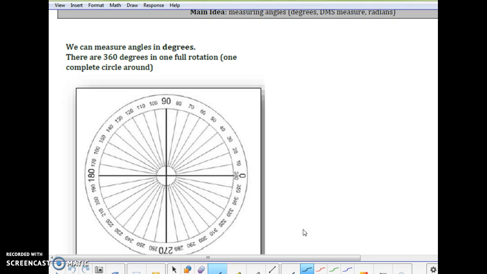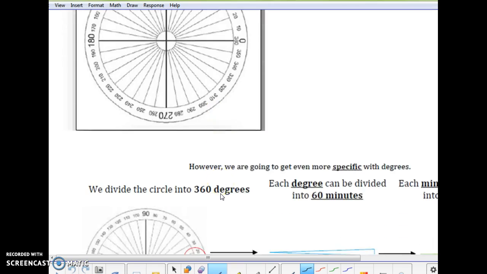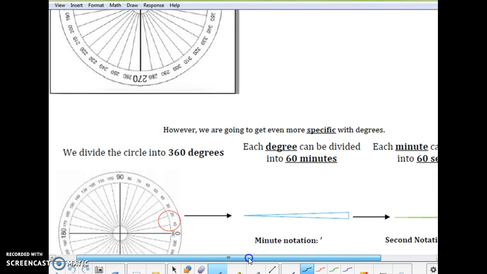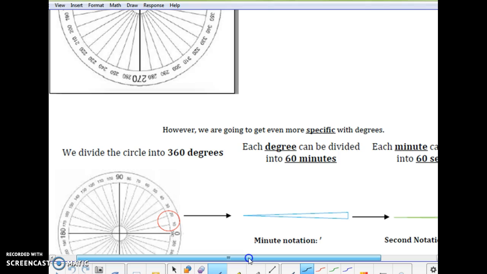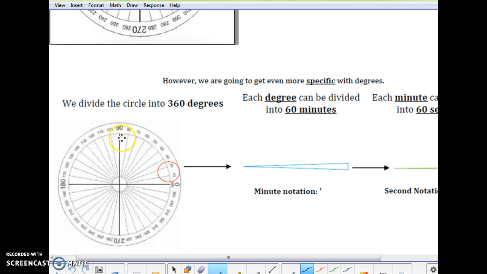So the circle has one full rotation of 360 degrees, so we're no longer going to be stuck with just using 0 to 90 or 0 to 180. We're going to be working with angles up to 360 and sometimes bigger than 360. So we're going to get really specific with our degrees for today. So we divide our circle into 360 degrees.